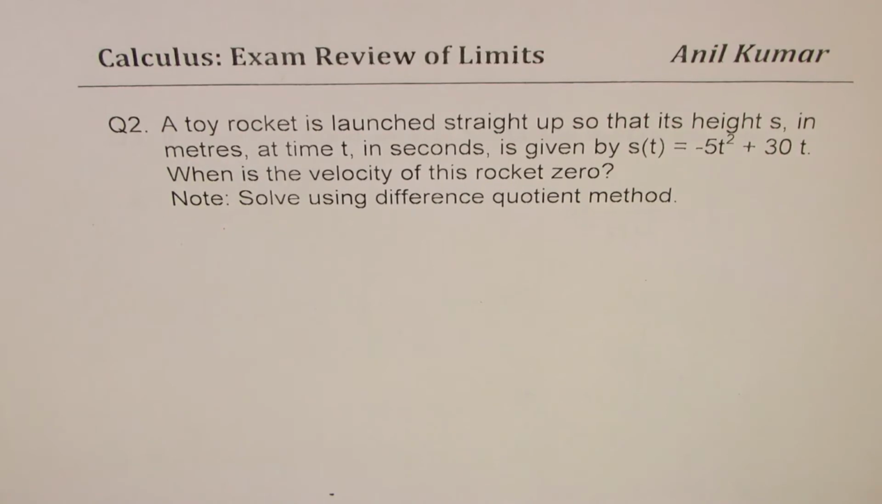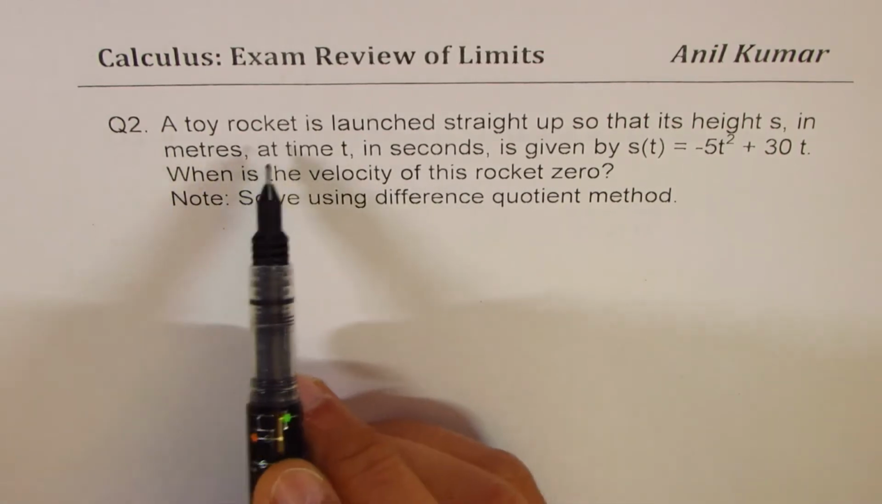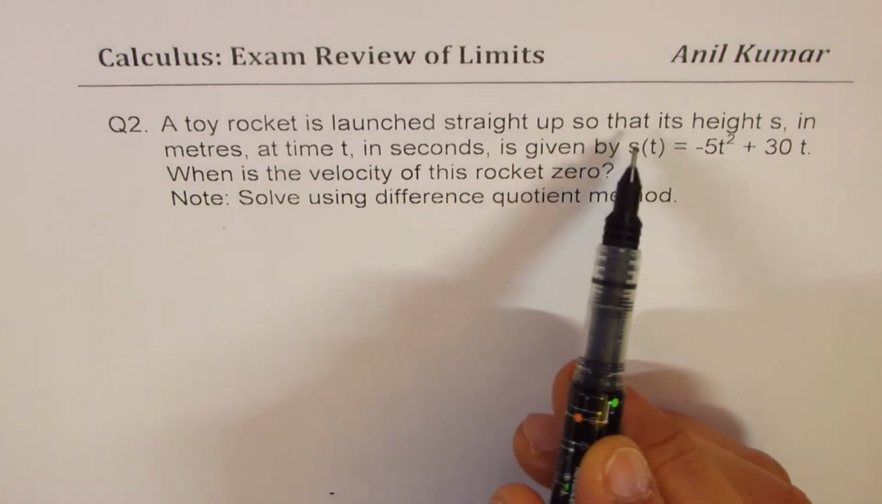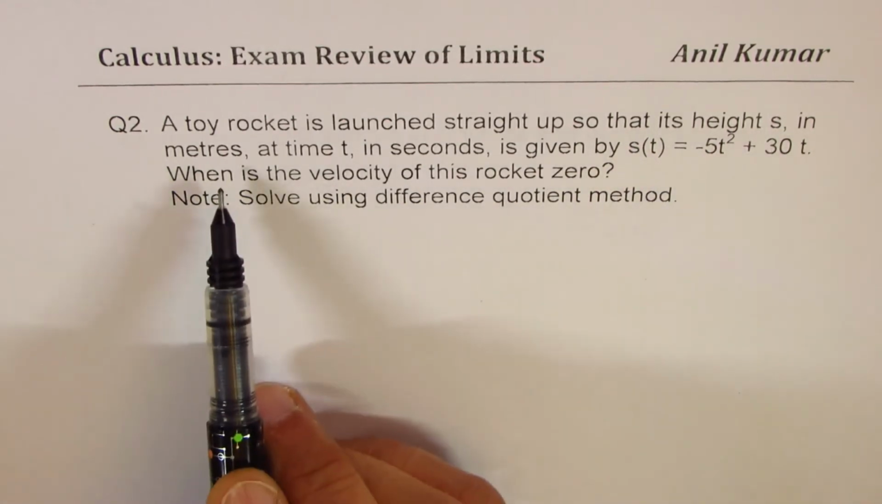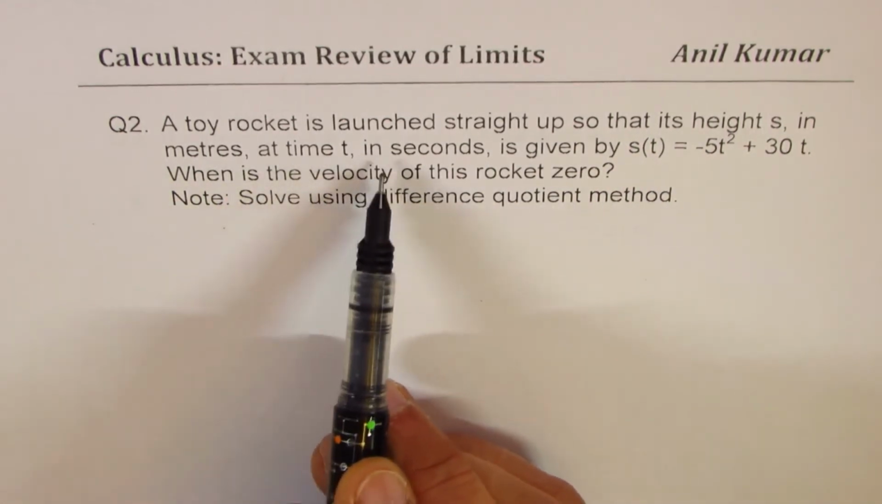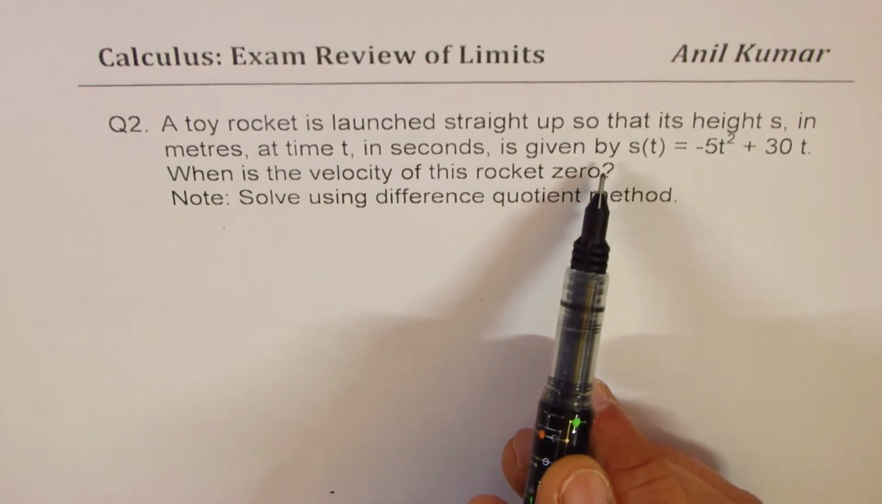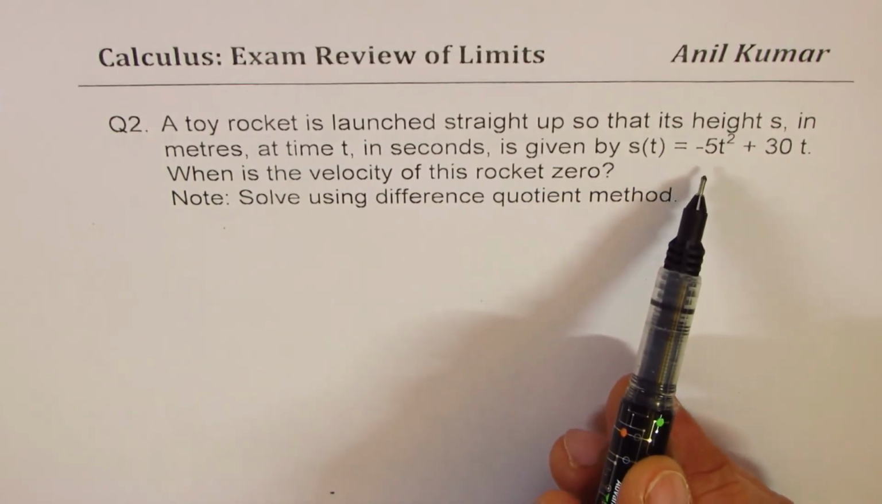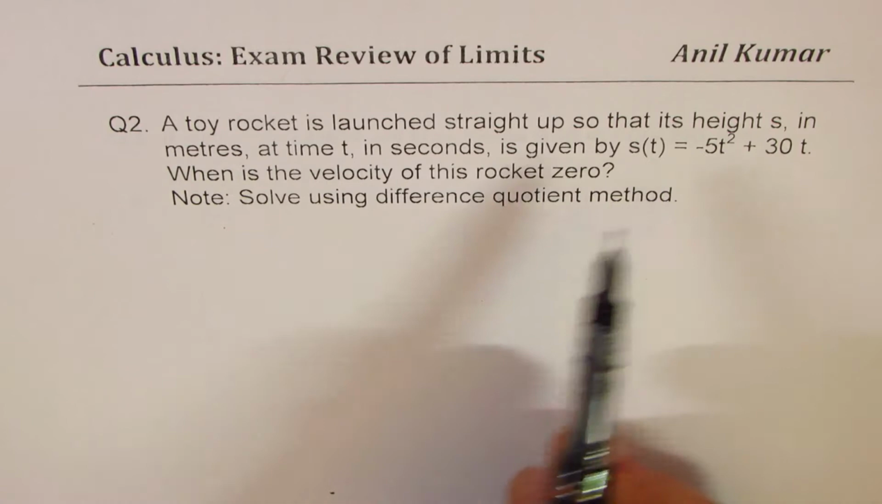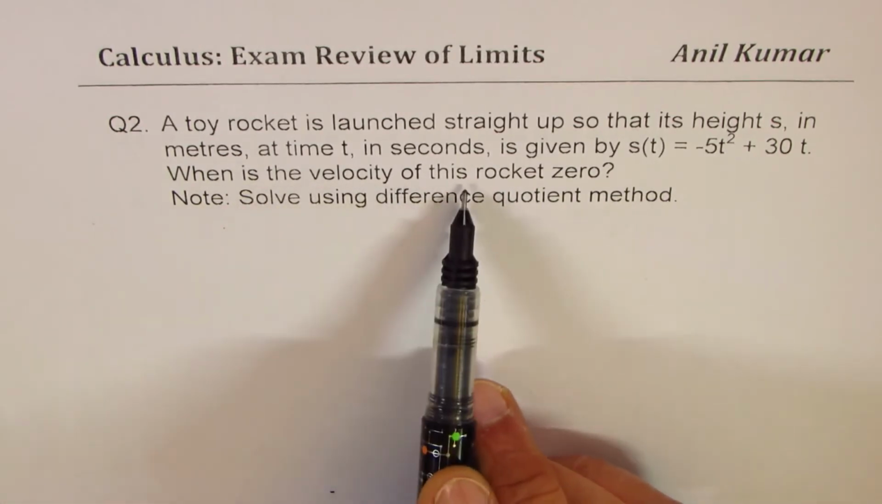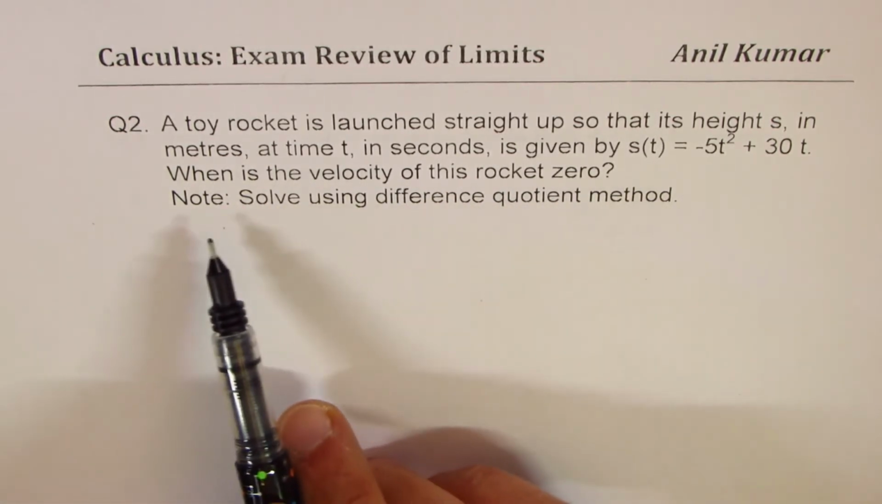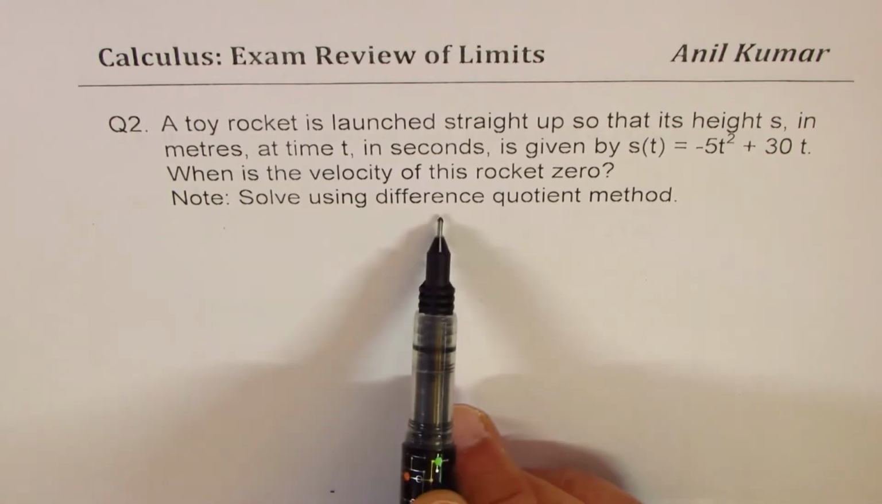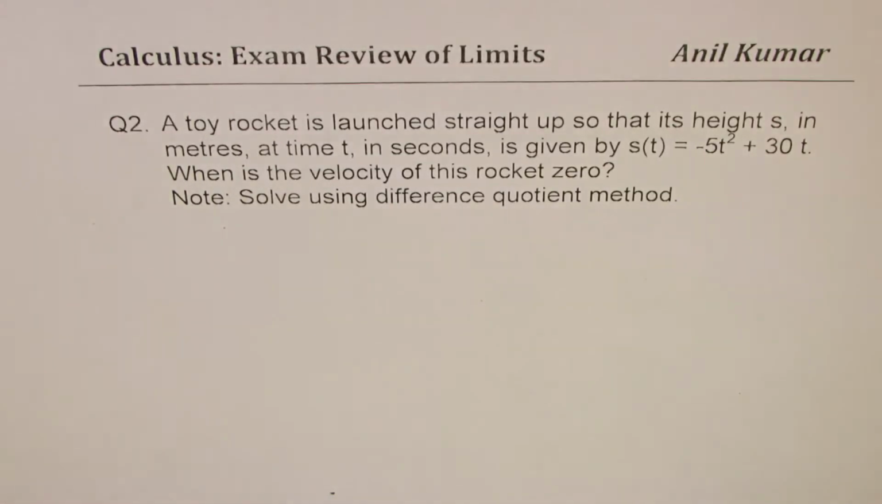Question number 2 is an application question. A toy rocket is launched straight up so that its height s in meters at time t in seconds is given by s of t equals minus 5t squared plus 30t. When is the velocity of this rocket 0? Note, solve using the difference quotient method, right? So I do not want you to use derivatives, but solve it using first principles, right?